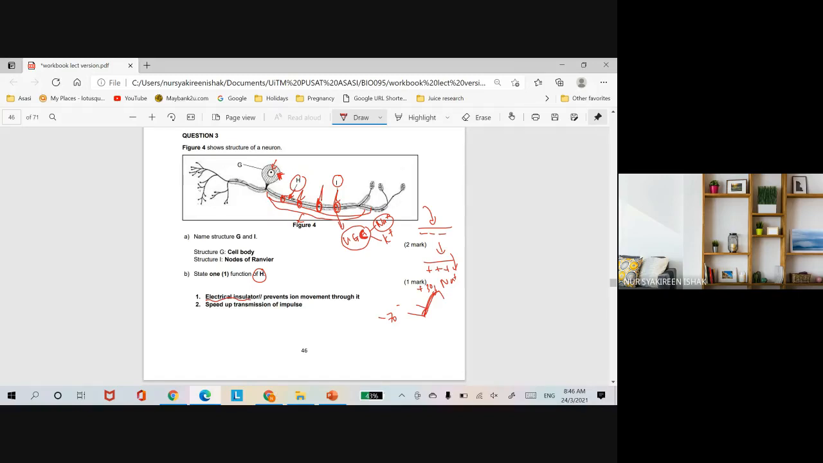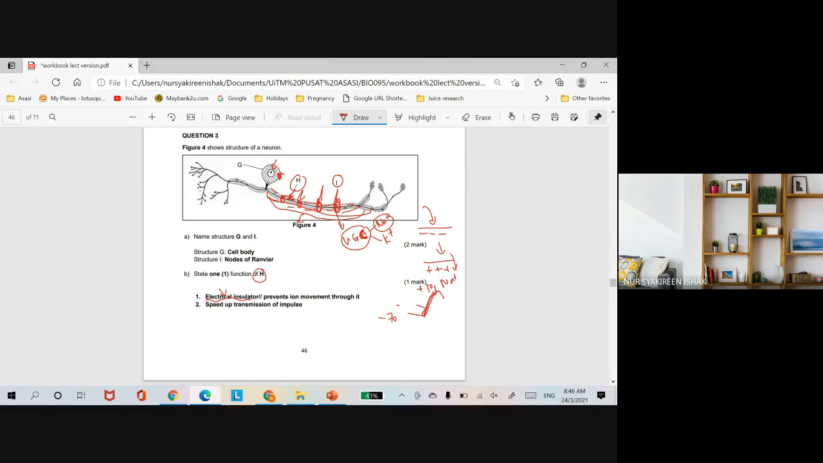The movement of ions only occurs at the nodes of Ranvier. The area that is covered by the myelin sheath or the Schwann cell has no movement of ions, so that's why we call it an electrical insulator. Dekat kawasan yang covered by myelin sheath, there will be no movement of ions because there is no voltage gated channel for both sodium and potassium.